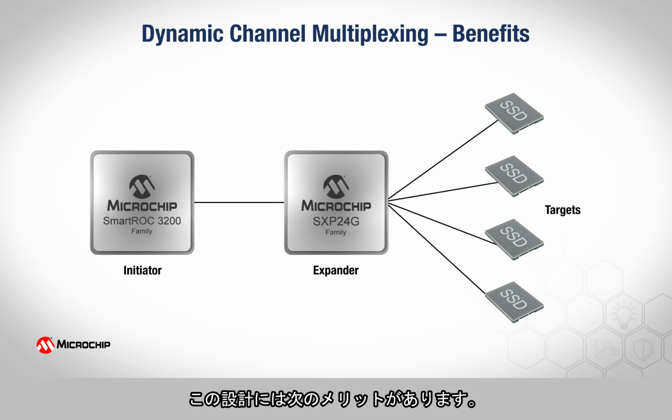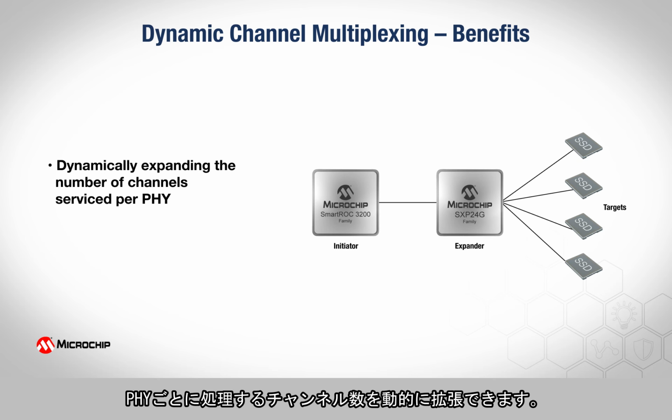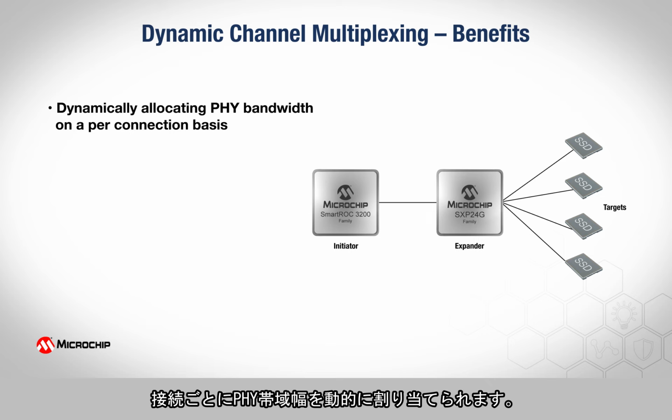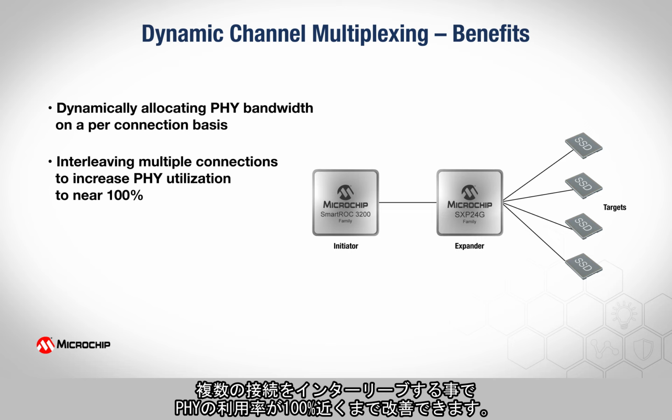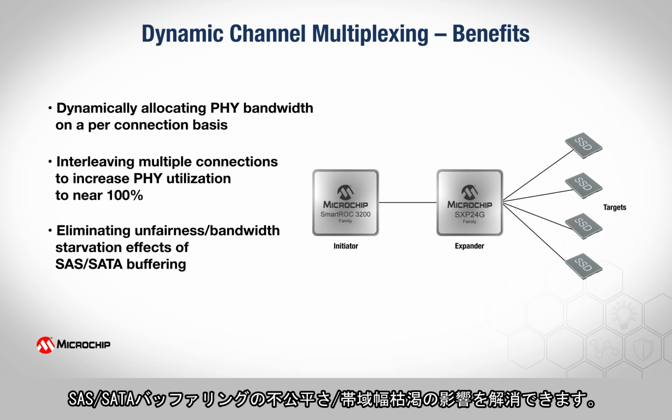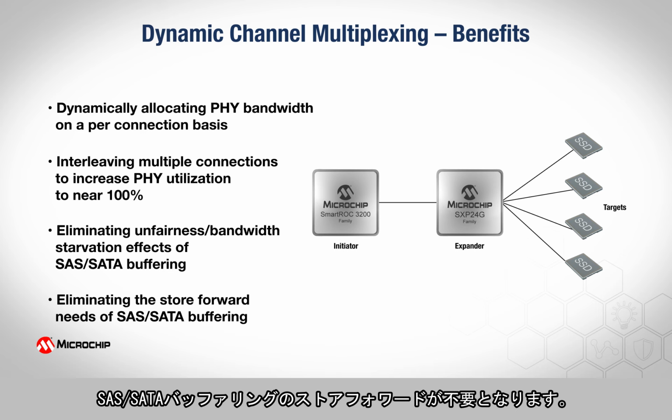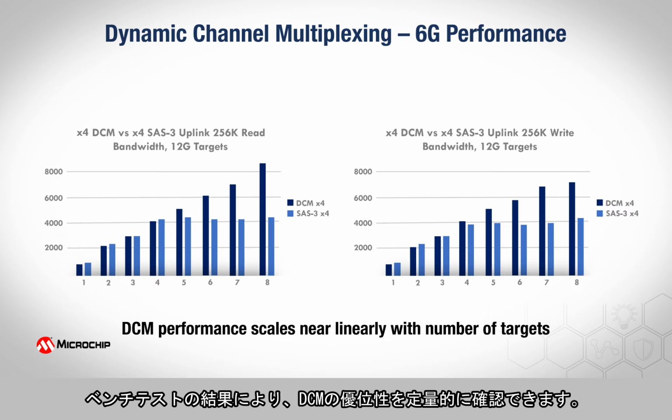The benefits of this design include dynamically expanding the number of channels serviced per PHY, dynamically allocating PHY bandwidth on a per connection basis, interleaving multiple connections to increase PHY utilization to near 100%, eliminating unfairness and bandwidth starvation effects of SAS SATA buffering, and eliminating the store and forward needs of SAS SATA buffering. Bench test results provide a quantitative confirmation of the advantage of DCM.